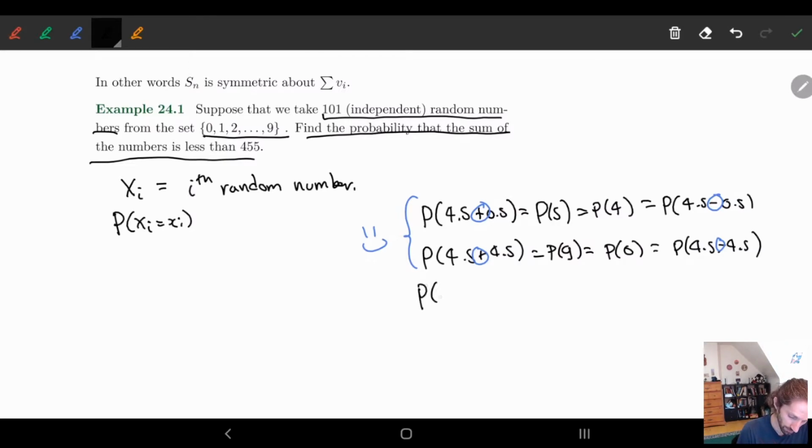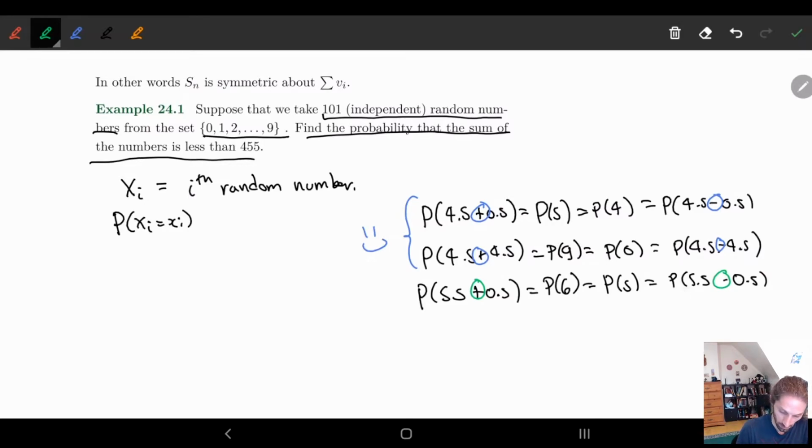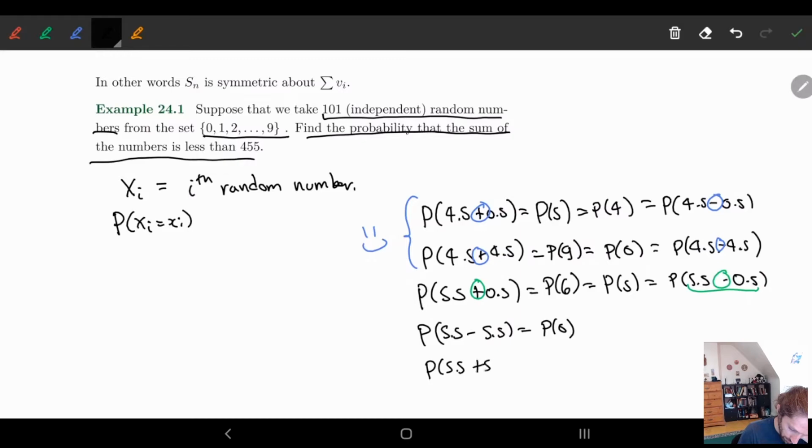So if I have the probability of 5.5, I can add 0.5 as before. Here we have the probability of 6. This is equal to the probability of 5, which is 5.5 minus 0.5. So this is okay, plus and minus, and we're happy. Here 5.5 minus 0.5 is 5. But this needs to work with everything, so let's try 0. If I want 5.5 minus 5.5, that'll give me 0. And then what's 5.5 plus 5.5? This is 11, the probability of 11.